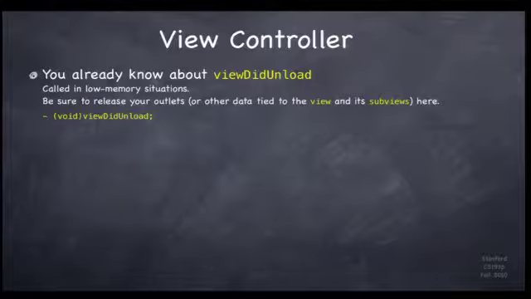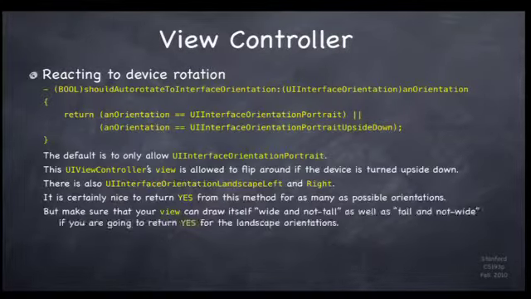You already know about viewDidUnload. It's where you get rid of your memory for your outlets. You could do other things there. I'm not sure what you would do, if you had some data structures that had to do with your view. The view is getting unloaded, so this is where you would clean that up.